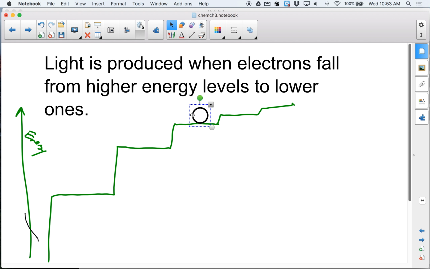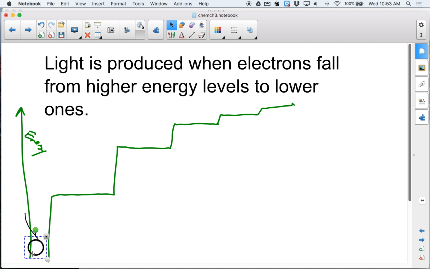Or it could jump from here to here and then back down. So there would be two different wavelengths of light that are given off. It would give off a small frequency light right here and then a bigger frequency light right here. Or it could jump from here to here and here to here and here to here. Every time it jumps, it's giving off light.